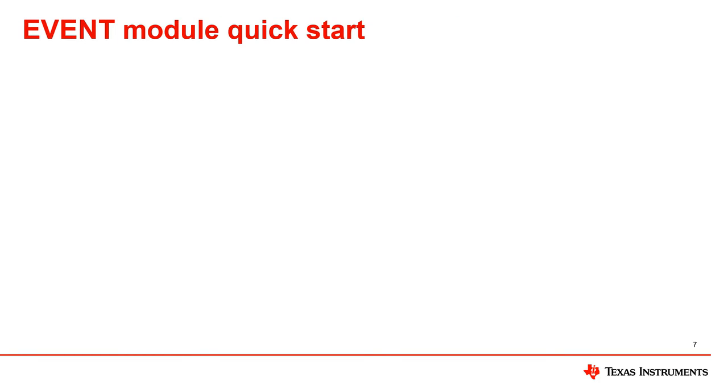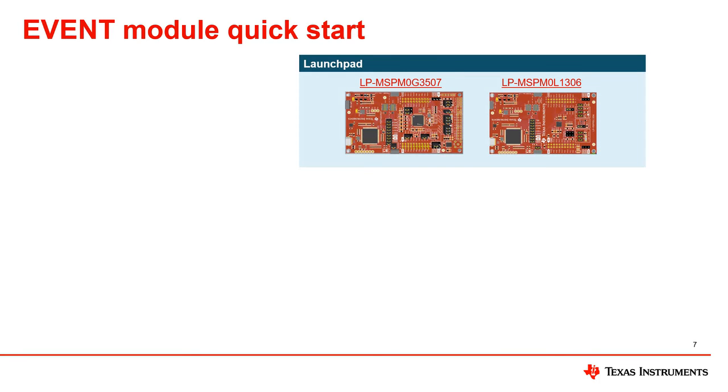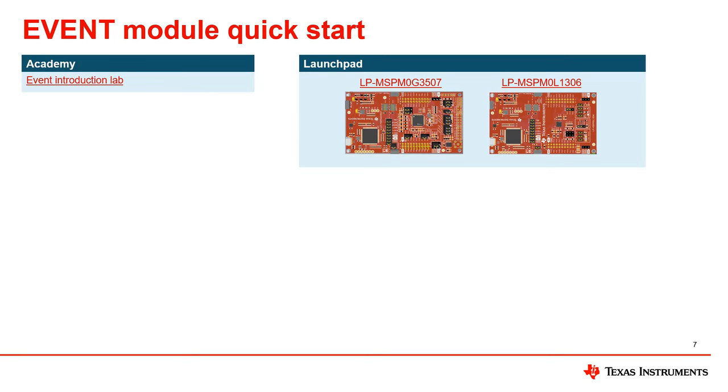Now let's take a look at how to quickly get familiar with the event module on MSPM0. We highly recommend to purchase an MSPM0 evaluation board. No additional accessories are needed to get started with MSPM0 development. Next, we can start with a brief academy tutorial for the event module. This online tutorial will help the user understand the configuration and usage details of the event module through a series of tasks, along with questions and instructions.